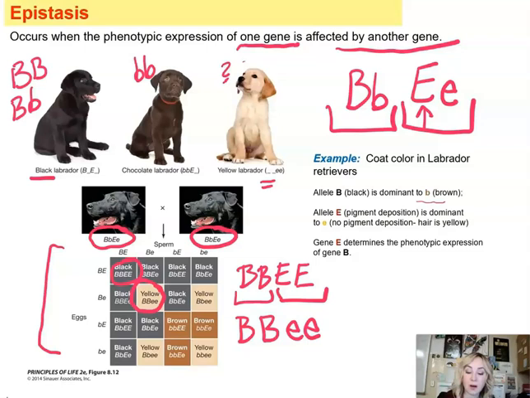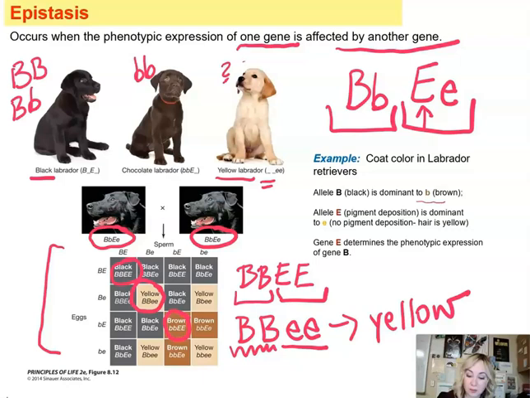Why? Because it's lacking the dominant pigment deposition gene. So regardless of what the alleles are for the coat color, the dog is going to be yellow. And then here's another example. We have little b, that means the dog would be brown. And is the dog brown? Yes, it is, because it has at least one big E, which is that pigment deposition gene. So the dog is going to be brown.